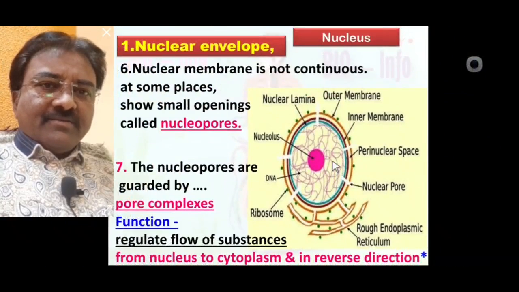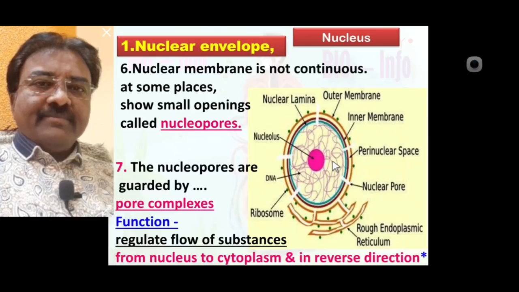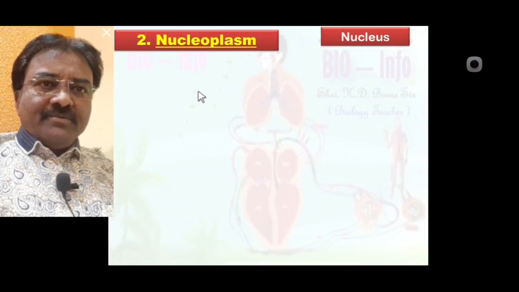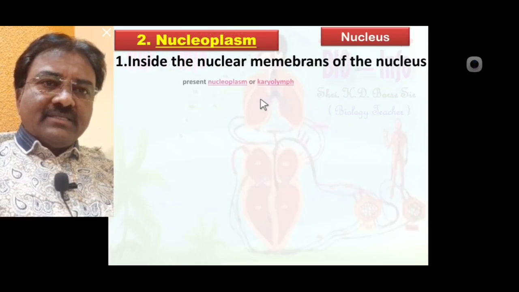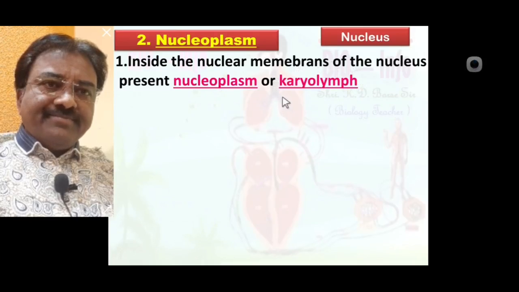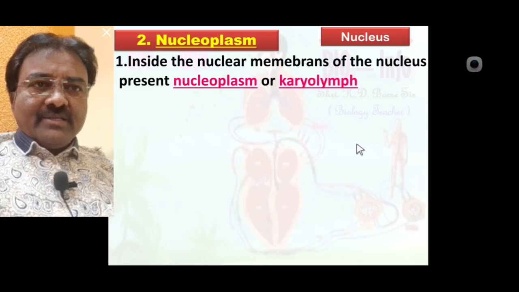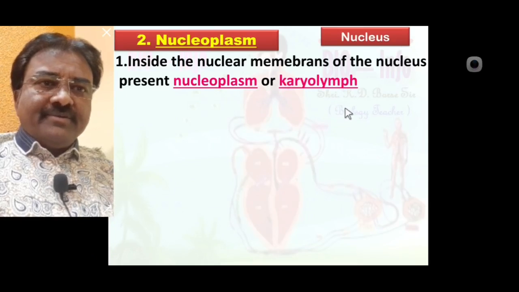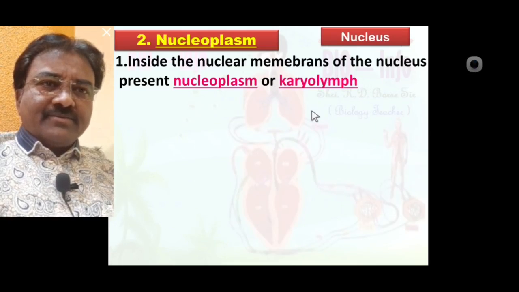Up to this, we discussed in detail a total of 7 different characteristic features of the nuclear envelope. Hope that you understood. Now we learn the second part of the nucleus called nucleoplasm. Nucleoplasm is present inside the nuclear membrane of the nucleus. Such nucleoplasm is called karyolymph. Why is nucleoplasm called karyolymph? Because karyon means nucleus, so the fluid present in the nucleus is called lymph. Nucleoplasm is also called karyolymph.